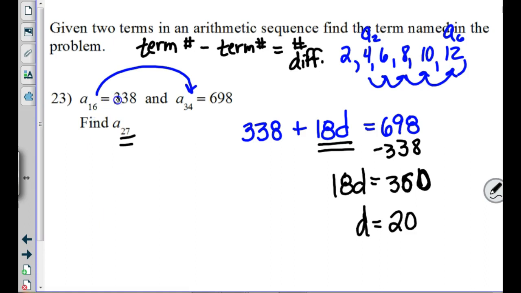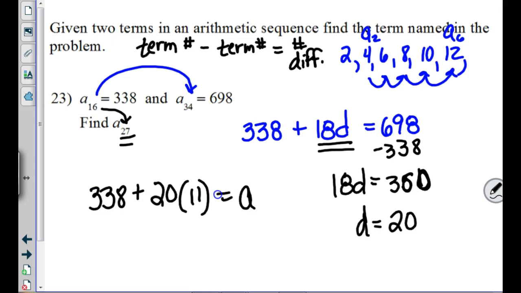Okay, this is the 16th term. How many more differences do we need to add to get to the 27th term? 11. Okay. So we take 338 plus the difference of 20, 11 times, and that'll give us term 27. So this was the 16th term plus the difference 11 times would give us the 27th term. What do you get?